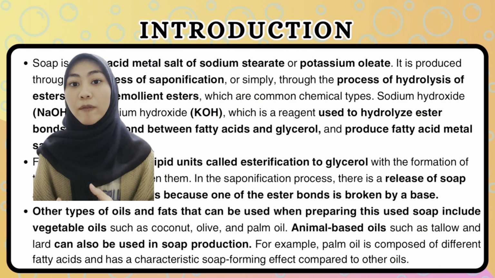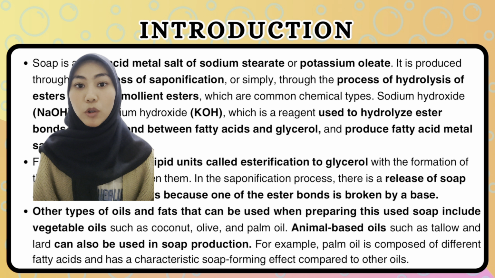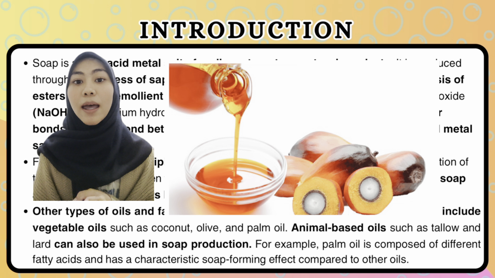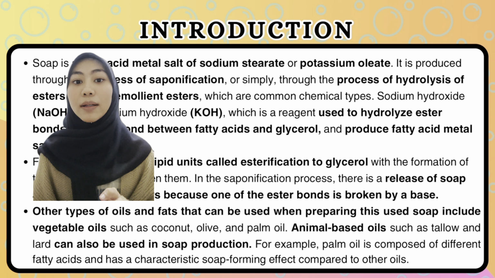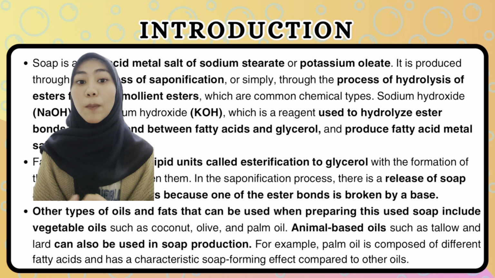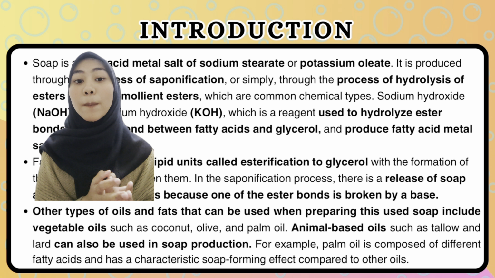Other types of oil and fats that can be used when preparing soap include vegetable oils such as coconut, olive, and palm oil. Animal-based oils such as tallow and lard can also be used in soap production. For example, palm oil is composed of different fatty acids and has a characteristic soap-forming effect compared to other oils.